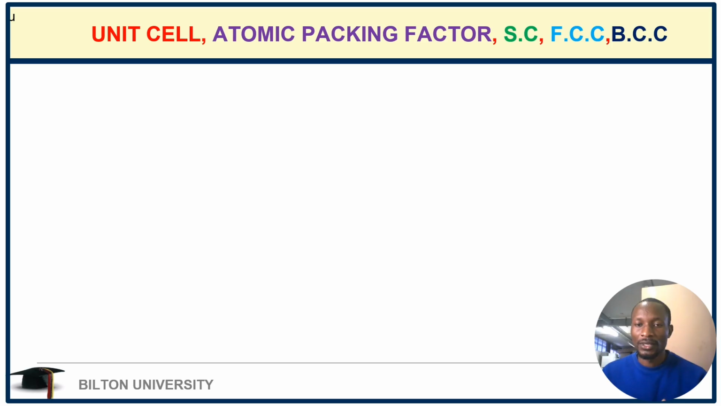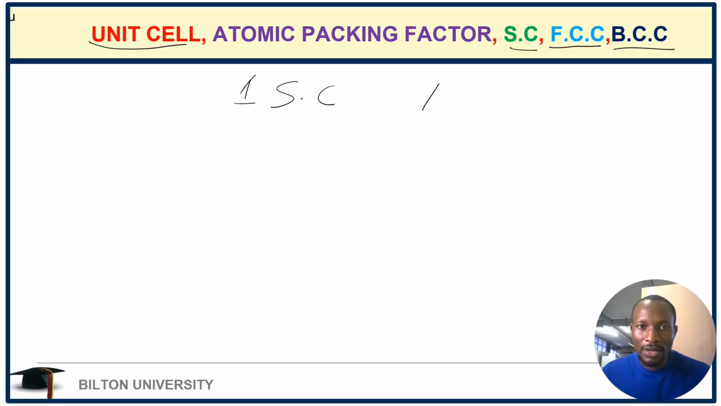In these crystalline solids we can have a symmetrical three-dimensional arrangement of the atoms, and this is what we call a crystal lattice. In a crystal lattice we can have a smallest portion which repeats itself, and this is what we call a unit cell. In this video we are going to look at different types of unit cells like simple cube, face-centered cube, body-centered cube, and atomic packing factor. So the first one we are going to look at is the simple cube.